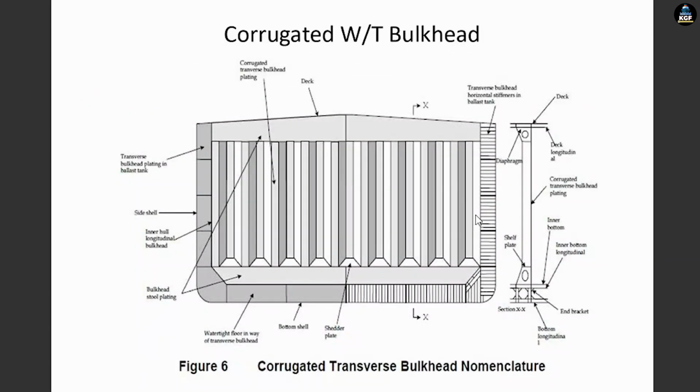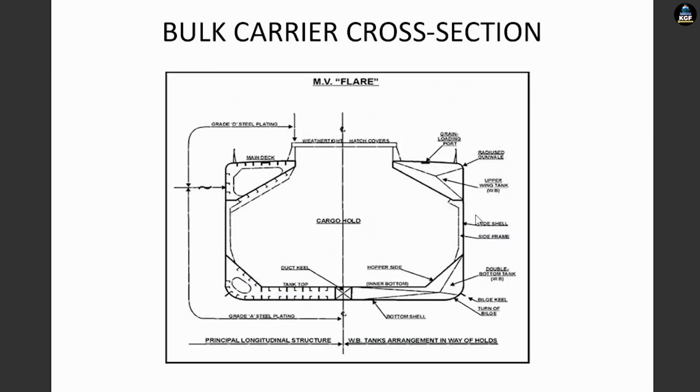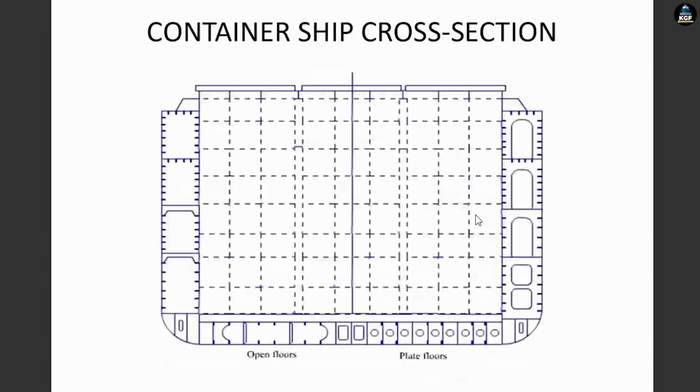So this is the corrugated watertight bulkhead. Corrugated means zigzag. It is not exactly in a straight line. It will look like a zigzag if you see it from the top. So this is a bulk carrier cross section, and again a bulk carrier cross section. It is from the motor vessel Flare.